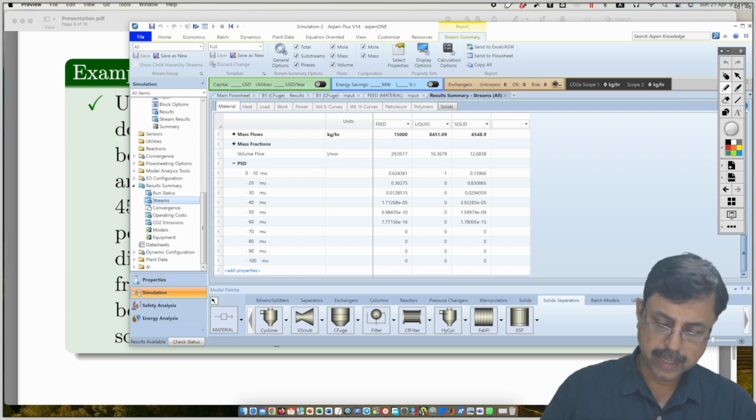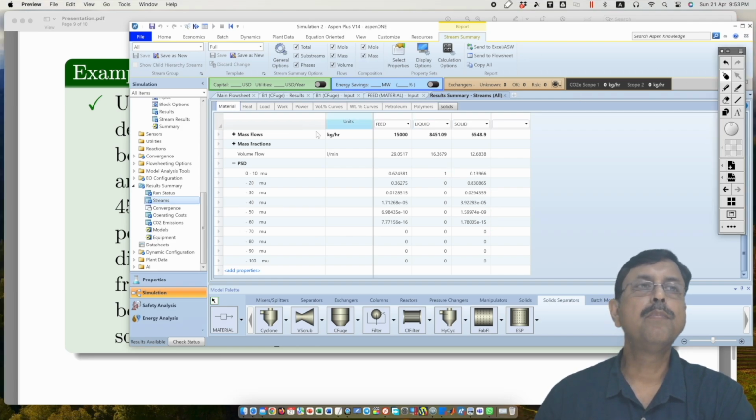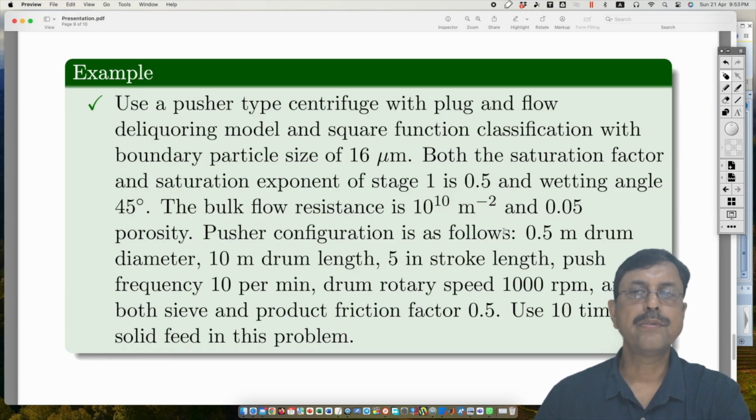Okay. Result summary we can see over here. All the particles between 0 to 10 micron are in the liquid stream, and all the particles above 10 micron are over here in the solid stream. Okay, so this is the pusher type centrifuge problem.